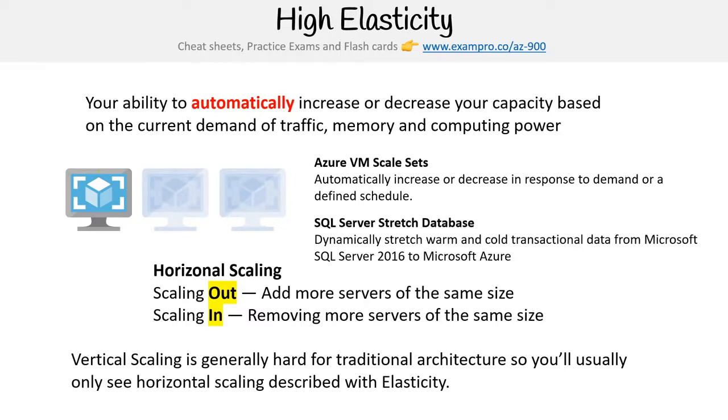And then we have SQL Server Stretch Database. These dynamically stretch warm and cold transactional data from Microsoft SQL Server 2016 to Microsoft Azure. Not something we're going to cover, but it's generally the same concept that scale sets do. So there you go. That's high elasticity.